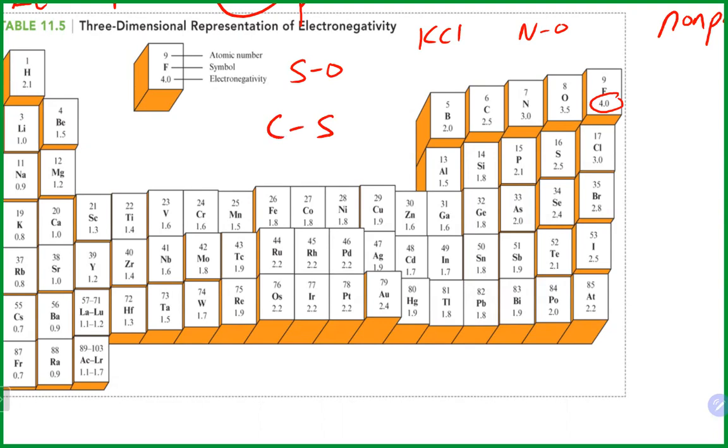All right, so based on electronegativity values there, let's take a look and see. We'll start with the KCl. K is 0.8 on the left there. Cl is 3. So when we do the change in electronegativity, it's going to be 3 minus 0.8. That should be 2.2. That definitely is above 2, so we should expect it to be ionic.